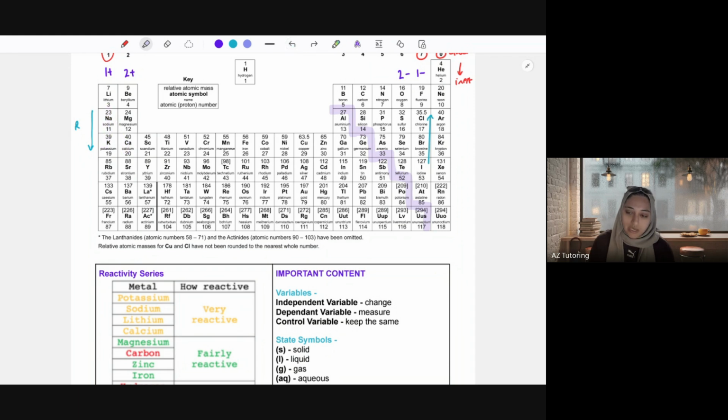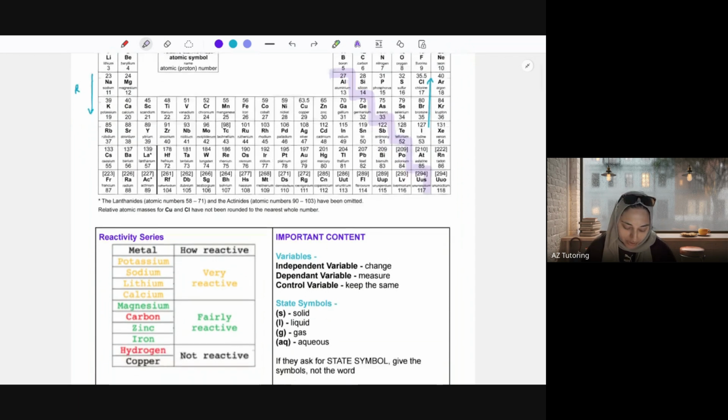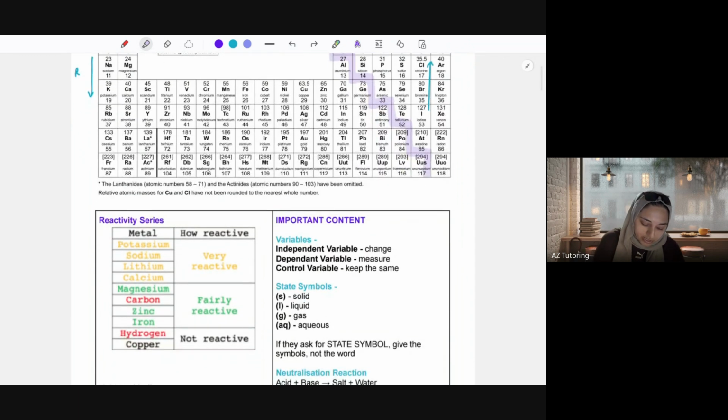Now, the reason why you've got carbon is because you need to know about reduction with carbon, which we'll come on to. You've got carbon and hydrogen there as your non-metals, just to identify where everything is. You've got zinc and iron in between carbon and hydrogen, and then copper is not reactive.